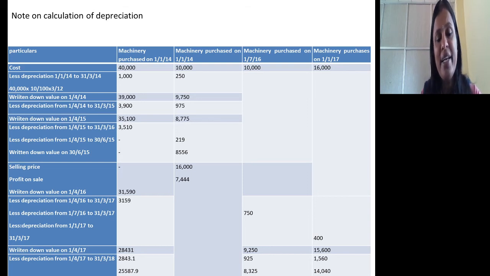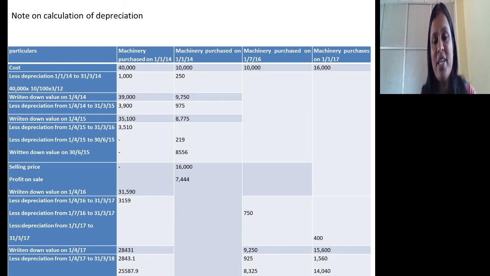So now we will arrive at written down value on the date of sale with regard to the 10,000 machinery, 8,556. We sold it for 16,000. See, 8,556 worth rupees machinery we are selling at 16,000. So we earned a profit, as the selling price is more than the value on the date of sale. So what is the profit? 7,444. As far as the 40,000 is concerned, which will be with us till its lifetime, the written down value on 1/4/2016 is 31,590. So again we are charging full year depreciation 16 to 17. 31,590 into 10 by 100 is 3,159.